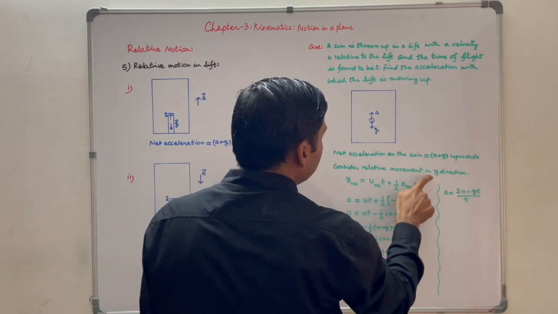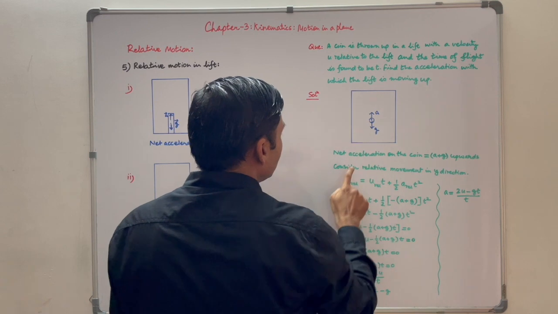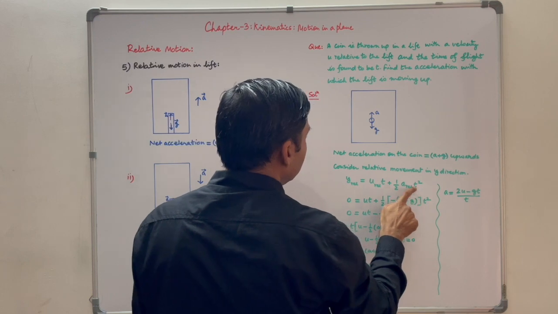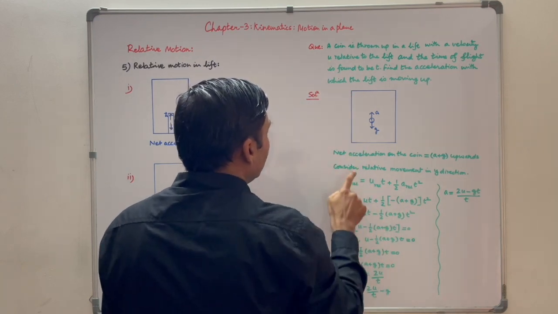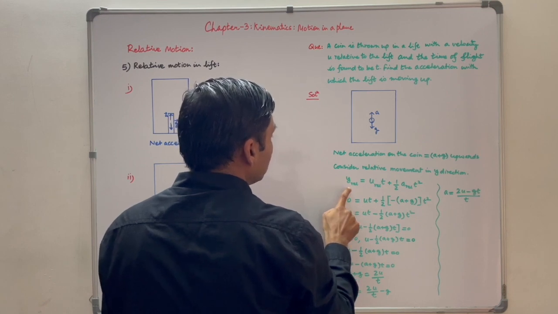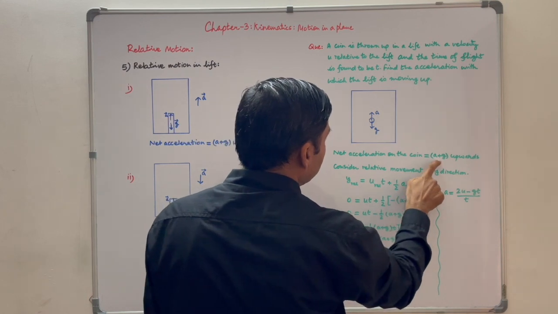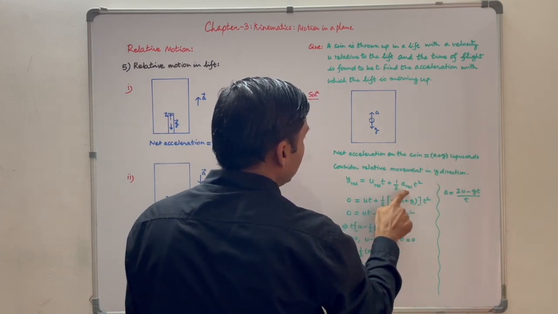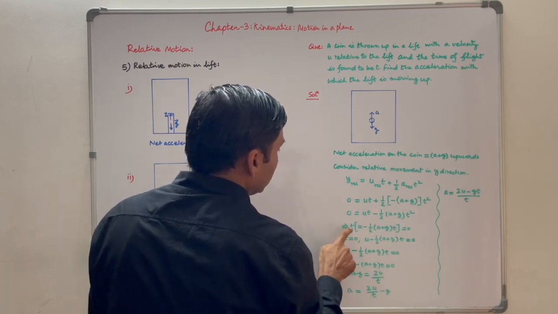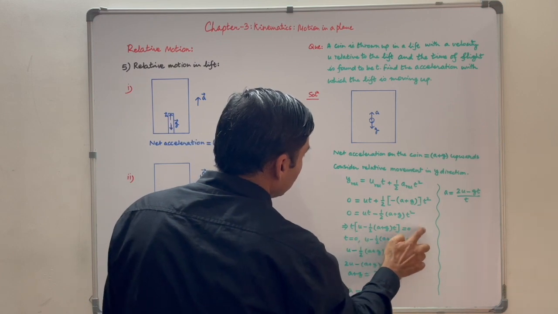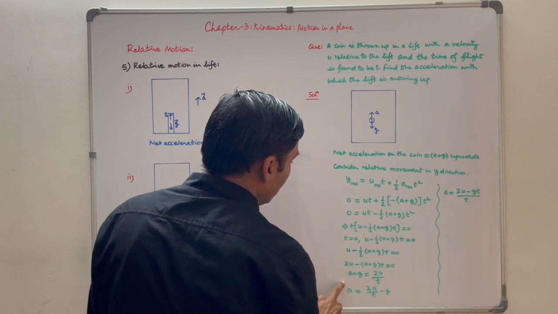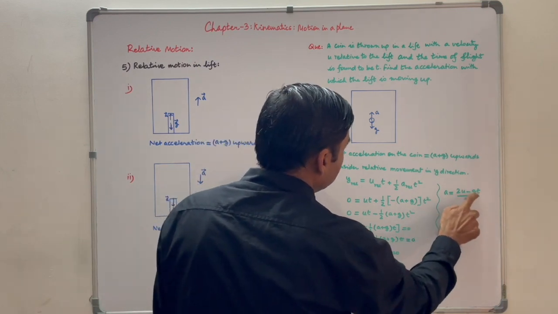Consider relative movement in the y direction on the coin. So y relative is equal to u relative t plus 1 by 2 a relative t square. U relative is given as u. Y relative will be the displacement of the coin with respect to the lift, and that is equal to 0. A relative is a plus g. Since the coin is coming down, a relative will be taken as minus. This gives a quadratic in t. So either t is equal to 0 or this whole expression is equal to 0. t cannot be equal to 0, so this whole expression is equal to 0. This gives the value of a as (2u minus gt) upon t.